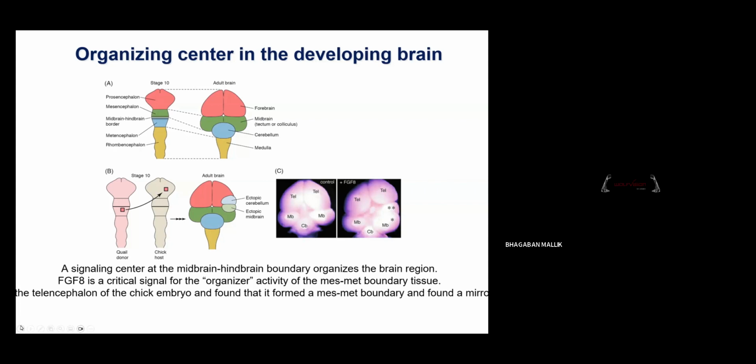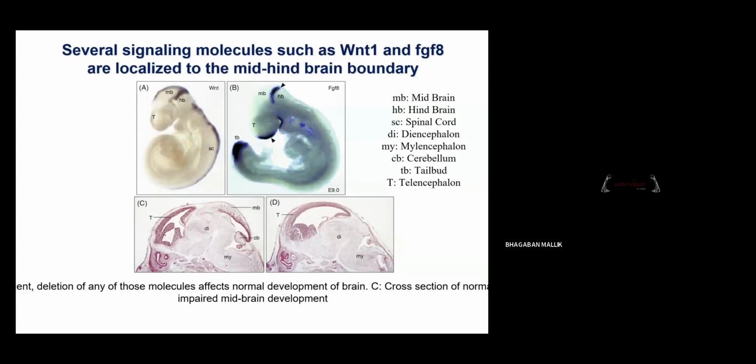Okay, so this signal is written here. This is the FGF8 signal. This signal is critical for the organizing activity, and it is present in the mesencephalon and metencephalon boundary tissue. I'll show some more experiments people have done for identifying the organizing center. Several signaling molecules such as Wnt1 and FGF8, the fibroblast growth factor 8, are localized in this junction, the midbrain-hindbrain boundary.